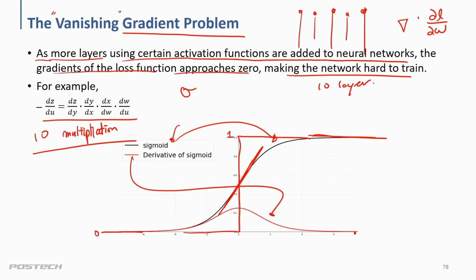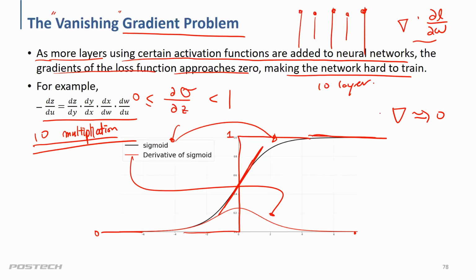But as you can see, the derivative, the partial derivative, the value itself is less than 1. Then you're going to do 10 multiplications. Suppose you have 10 layers, then eventually the value is going to be extremely small. Extremely small. So no matter what, you will see all of the gradients approach 0.